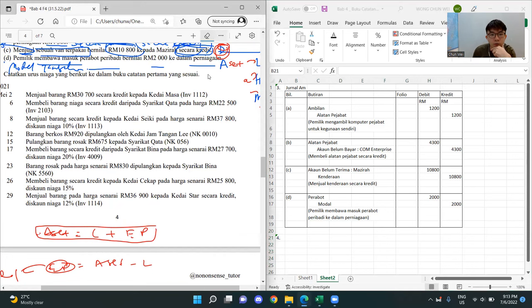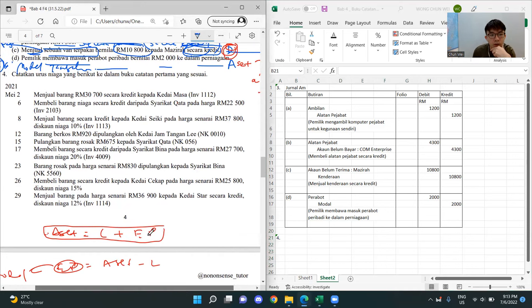Okay, so first one, May dua. May dua, menjual. Can you see? So, menjual barang 30,700 secara kredit. You see, so, when you menjual, this is barang niaga, right? So, when you menjual barang niaga secara kredit, then we know this is in the jurnal jualan. I put it JJ, jurnal jualan. Okay, simple, right? If okay, give me a 2 in the chat box. May 2nd.